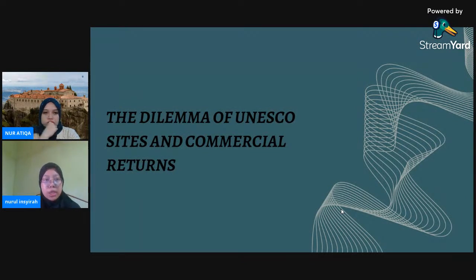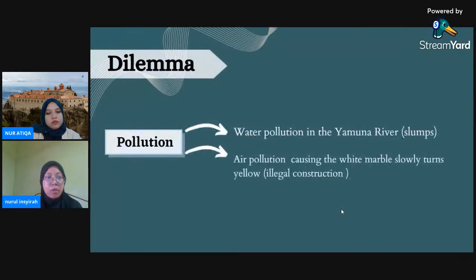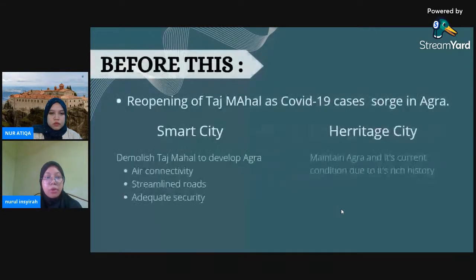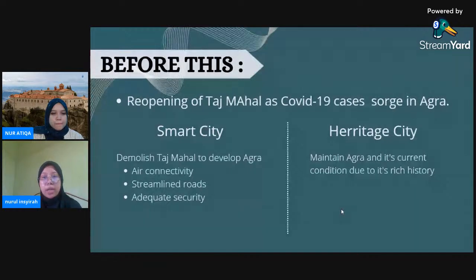Then, the dilemma of UNESCO sites and commercial returns. Our dilemma is pollution, water pollution in the Yamuna River, that is slums, then air pollution causing the white marble to slowly turn yellow, that is illegal construction. Before this, reopening of Taj Mahal as COVID-19 cases surged in Agra. For a smart city, demolish Taj Mahal to develop Agra: first, air connectivity; two, streamline roads; third, educate security. For the heritage city, maintain Agra in its current condition due to its rich history.